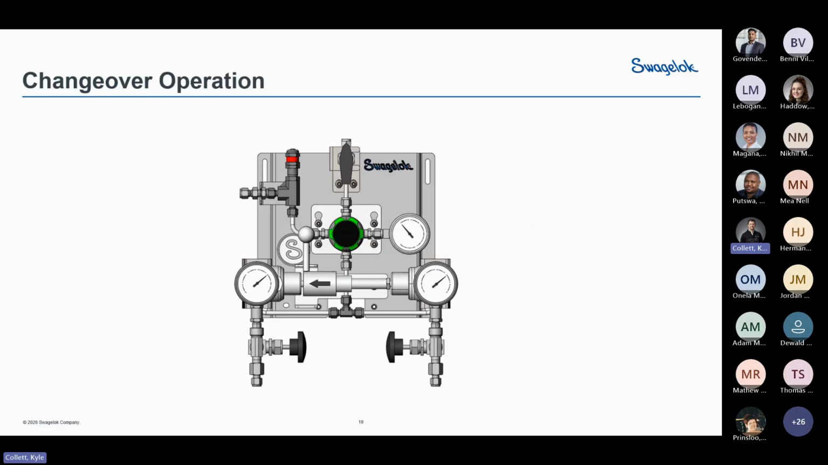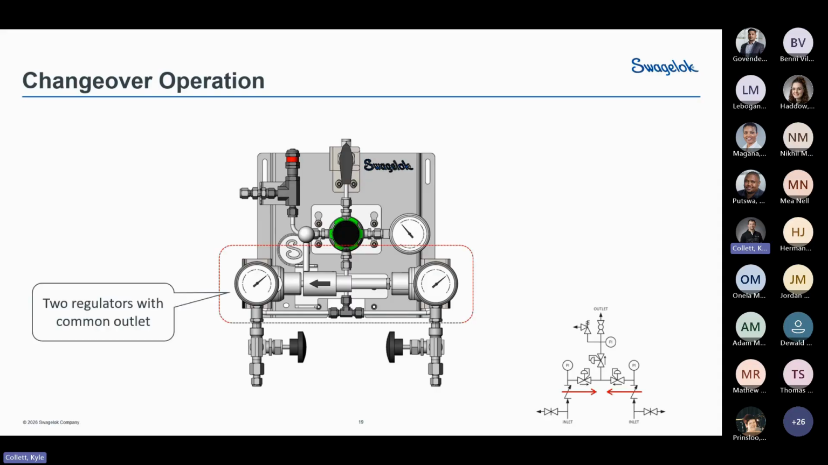So how does the operation look on these? So this is a typical layout of a Swagelok changeover panel. There is the PNID in the bottom right-hand corner, but essentially we have two regulators connected with a common outlet. These are tied together with the handle in the middle. And then from there we have an optional inline regulator. This can count as your second stage of reduction. But again, it is optional. You can reduce at your point of use downstream.